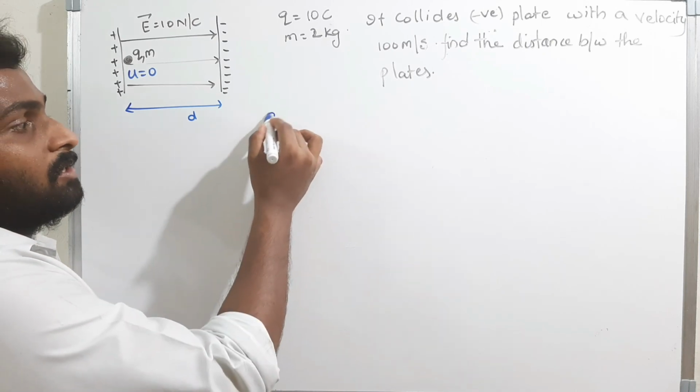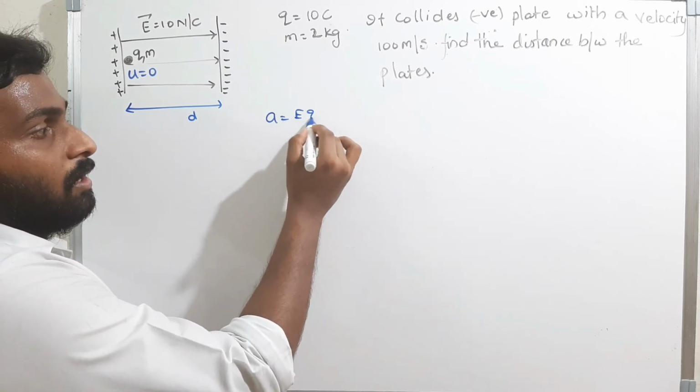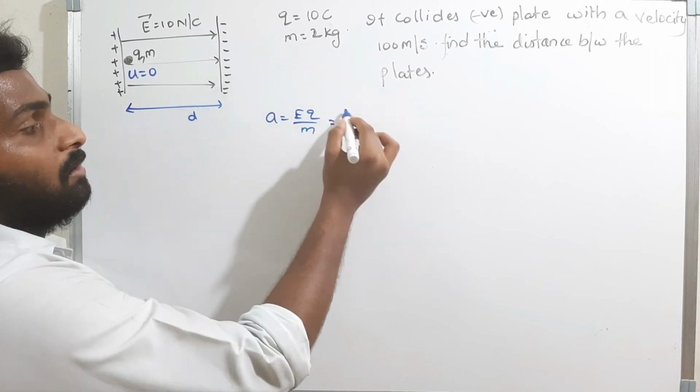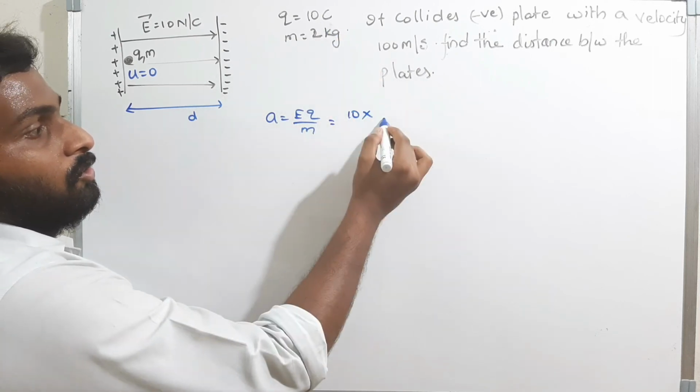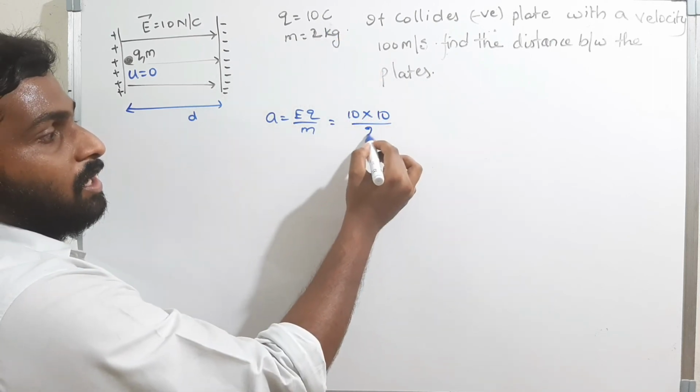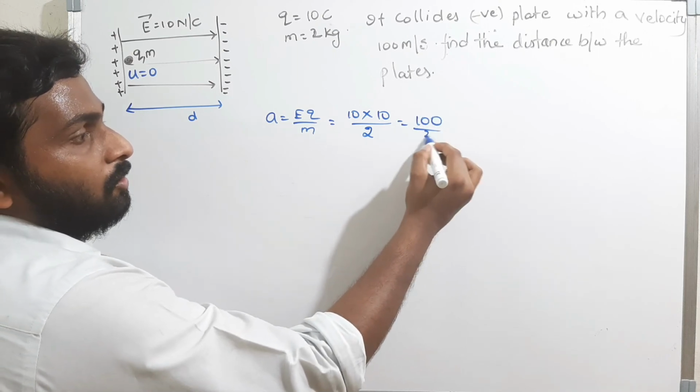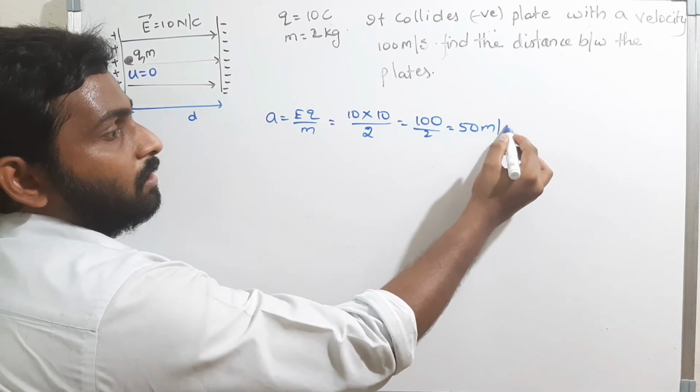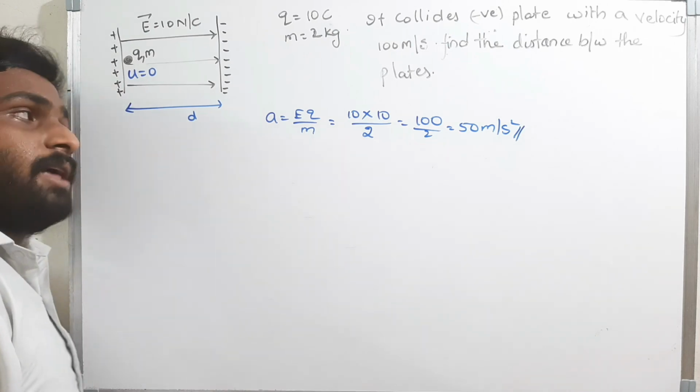Now, what is the acceleration? Acceleration is nothing but EQ by m. What is E? They gave us 10. What is Q? They gave us 10. What is the mass? They gave us 2. Therefore, 100 by 2, that is nothing but 50 meters per second square is the acceleration. Okay, I got the acceleration.